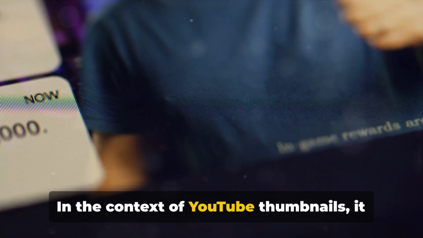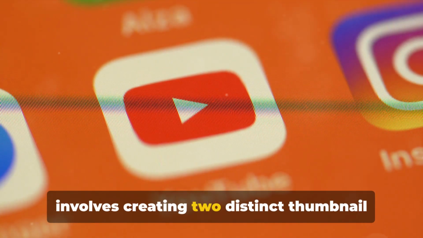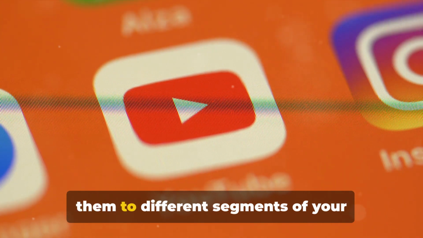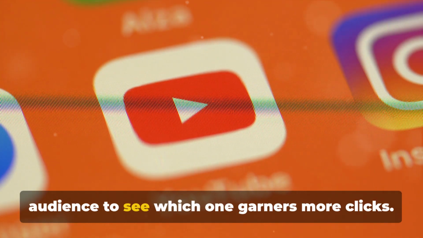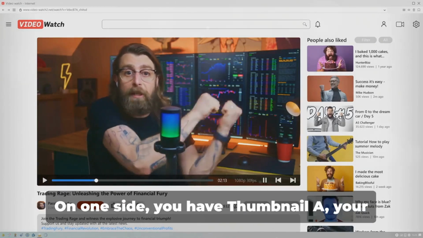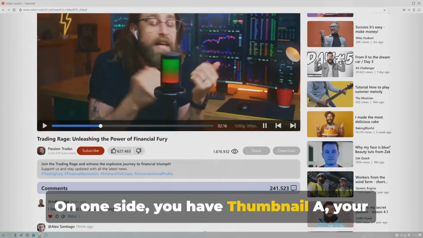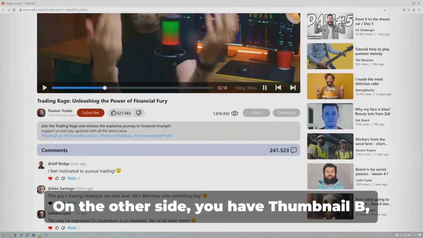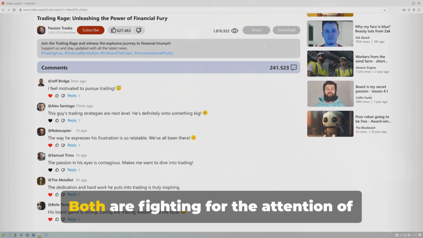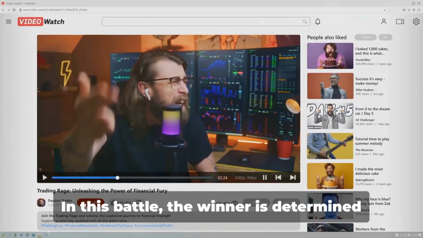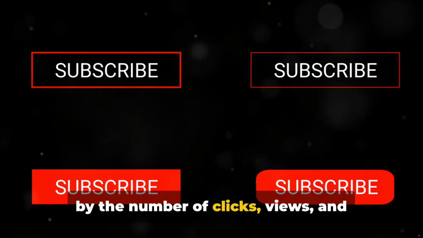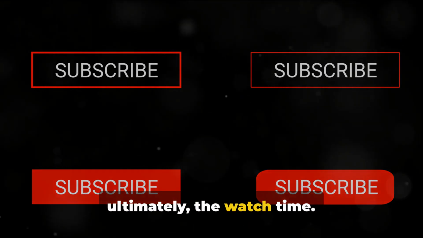In the context of YouTube thumbnails, it involves creating two distinct thumbnail designs for the same video and presenting them to different segments of your audience to see which one garners more clicks. Think of it as a digital tug-of-war. On one side, you have thumbnail A, your current champion. On the other side, you have thumbnail B, the challenger. Both are fighting for the attention of your viewers. In this battle, the winner is determined by the number of clicks, views, and ultimately, the watch time.